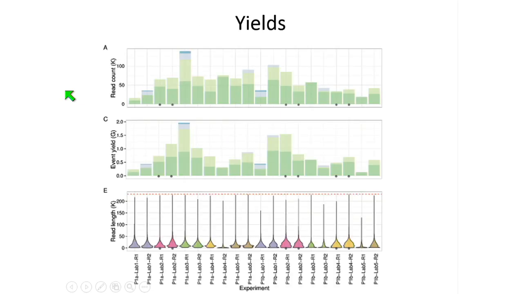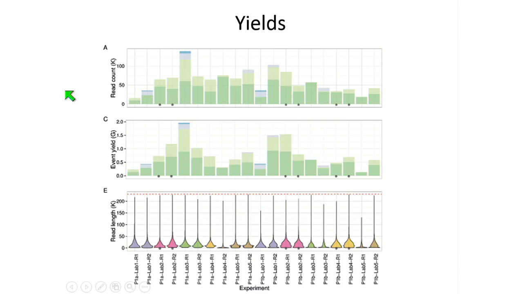So, one of the issues, I guess, if you're a human geneticist, and I guess most of you guys are, is that you would like to get whole human genomes. Currently, the MinION yields are not sufficient to get whole human genomes at high coverage in a single run.